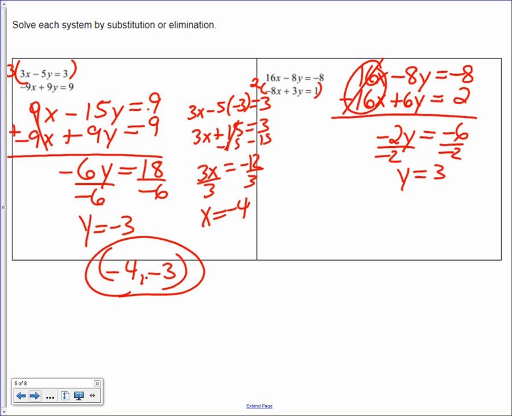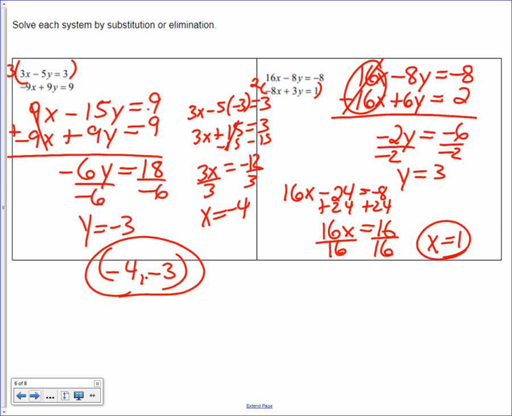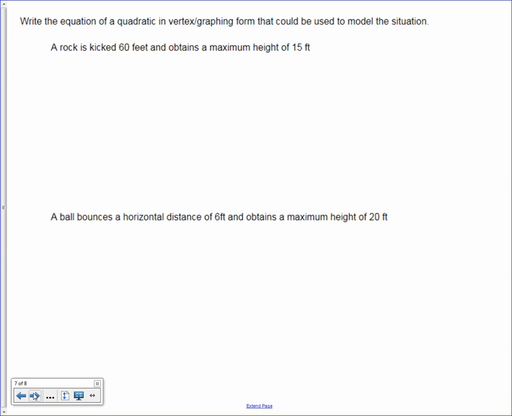Plug it back in. I get 16x minus 24 equals -8. I get 16x equals 16. So x is going to end up equaling 1. So my answer is 1, 3. Okay.